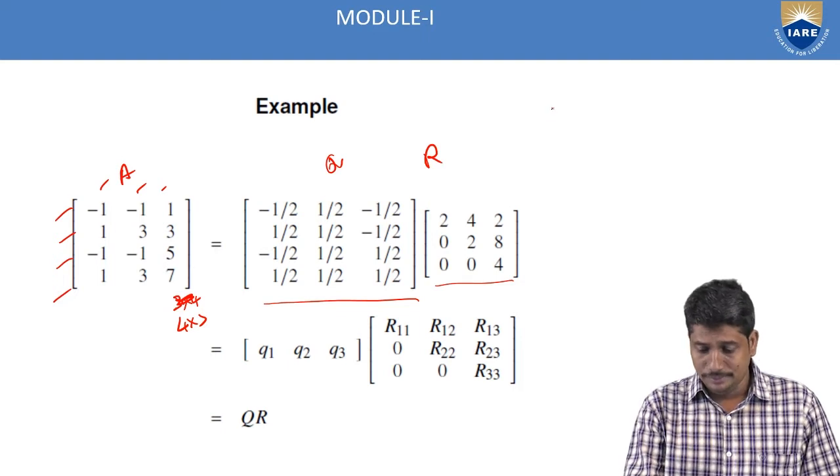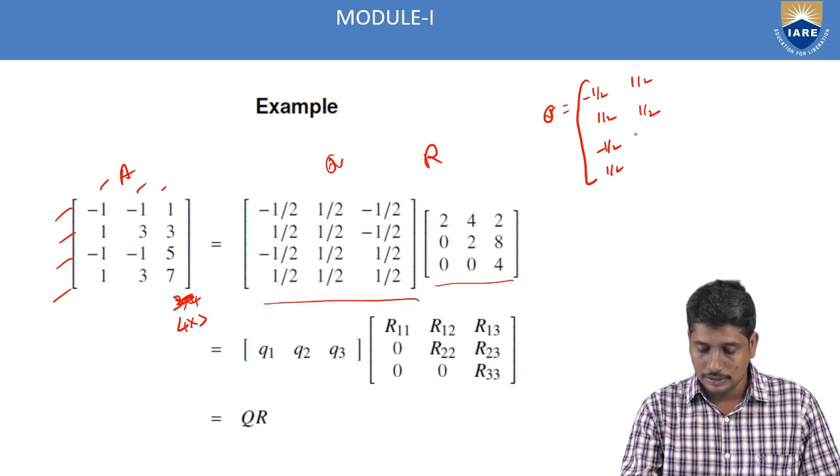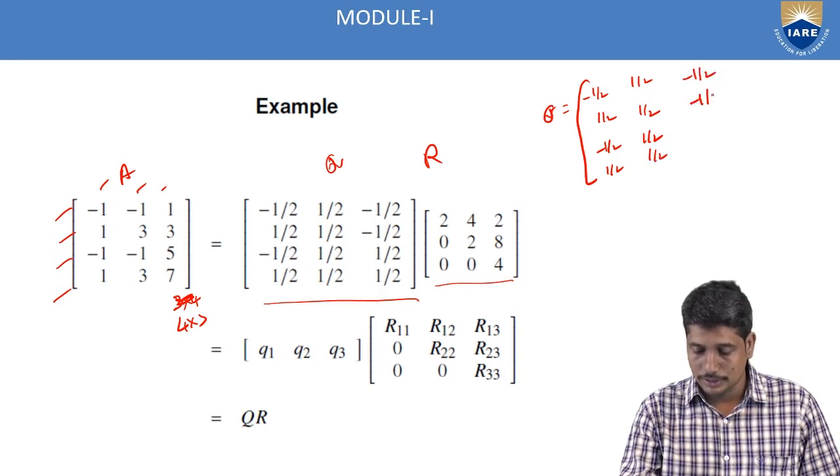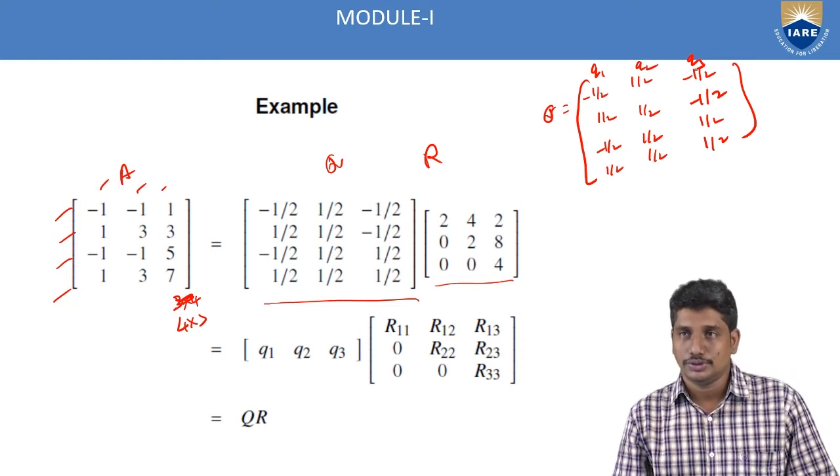Let us take Q here. Q is minus 1 by 2, 1 by 2, minus 1 by 2, 1 by 2, 1 by 2, 1 by 2, of course, and 1 by 2, 1 by 2, minus 1 by 2, minus 1 by 2, 1 by 2, and 1 by 2. Now let us name these vectors as Q1, Q2, and Q3.